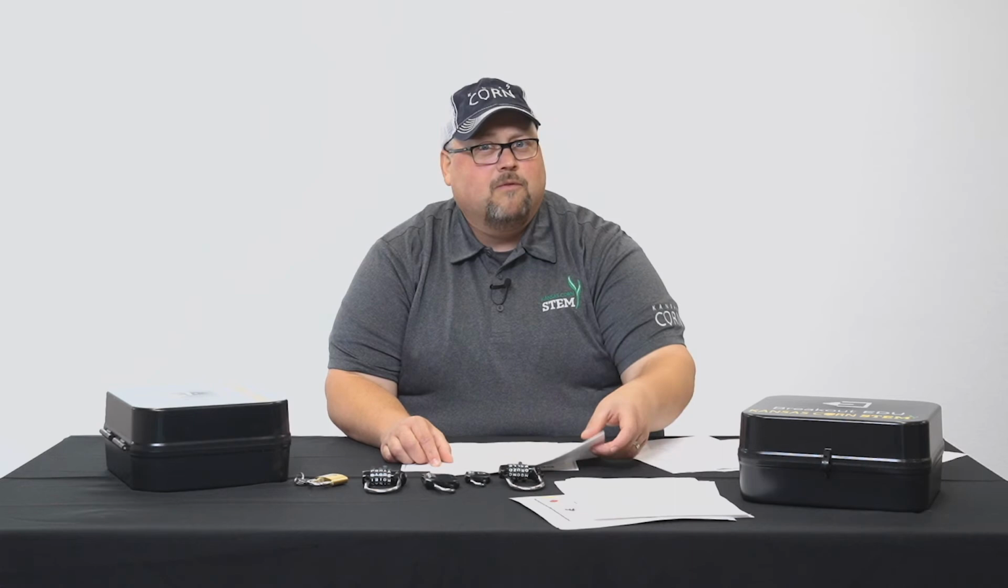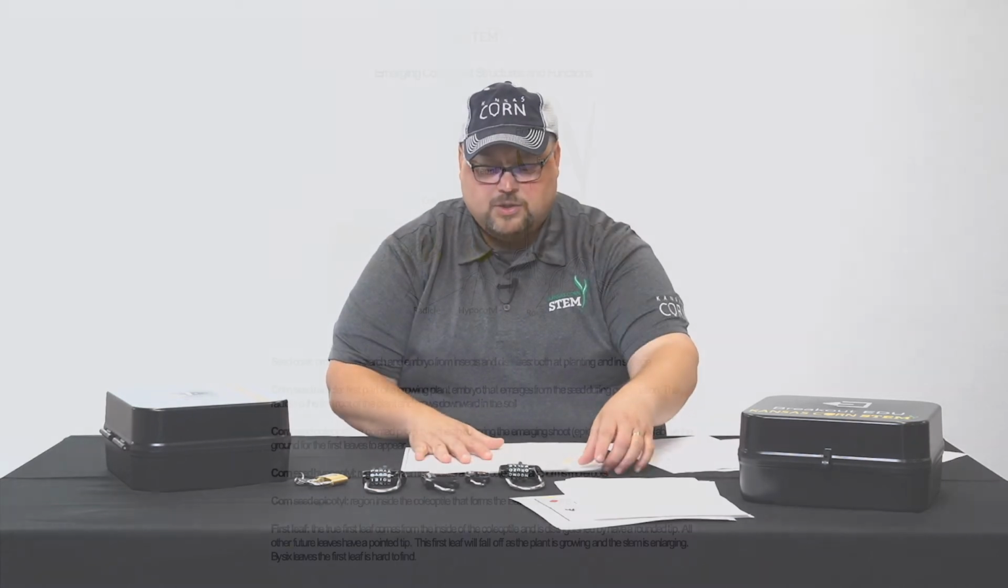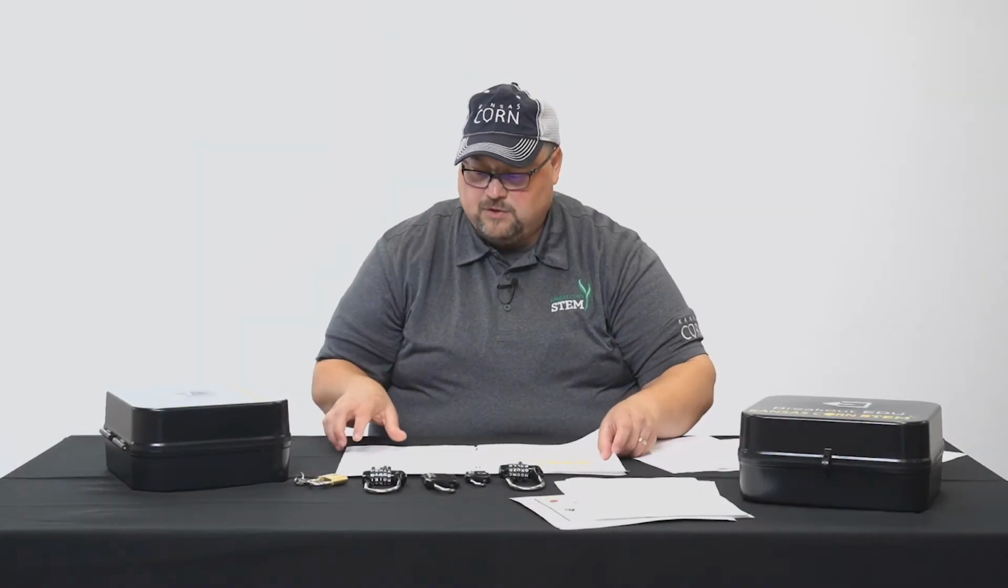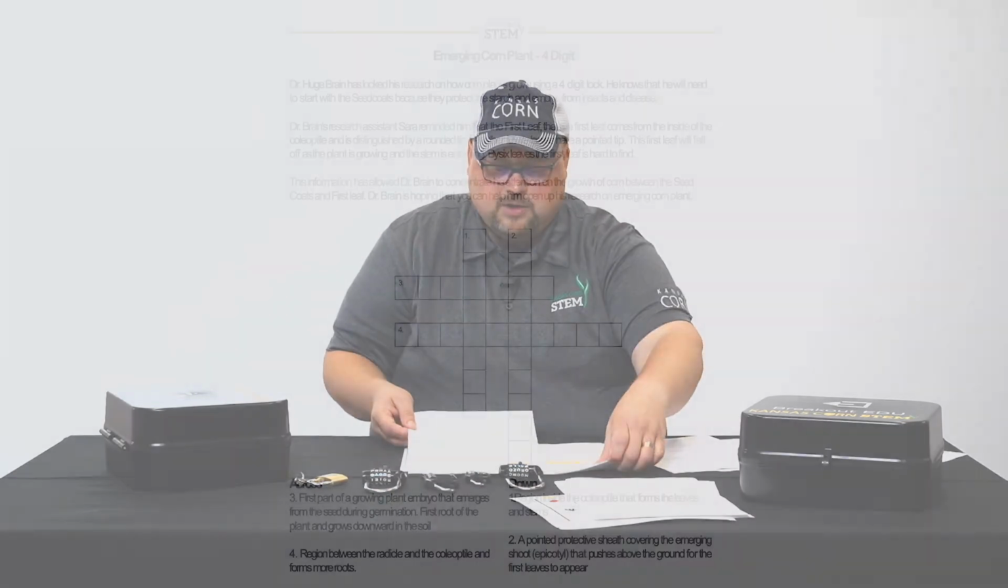Our last lock will be our 4-digit lock. If you look at those sheets, it's going to have at the top, emerging corn plant 4-digit, and it has a story with a crossword puzzle, and then it has some graphics with some definitions that they will have to use to solve the 4-digit lock. So let me read the little story.